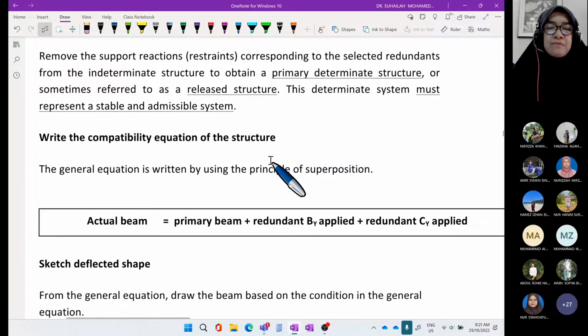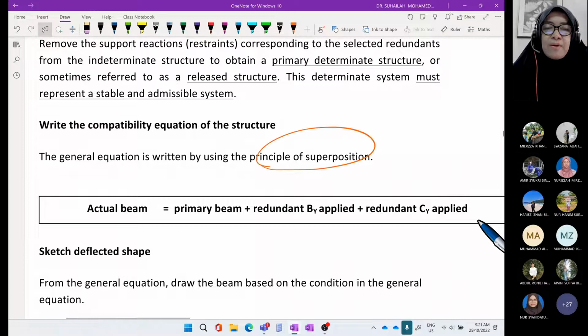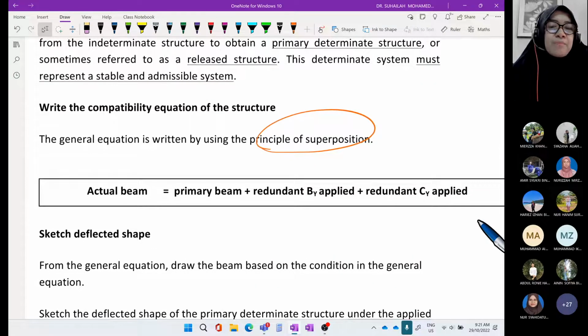After that, we will write the compatibility equation. Like what we have done previously, the compatibility equation actually comes from displacement: we look at the displacement that occurs at the redundant position from each system. We are actually referring to the principle of superposition. In the principle of superposition, we have a general equation that we write from this principle.